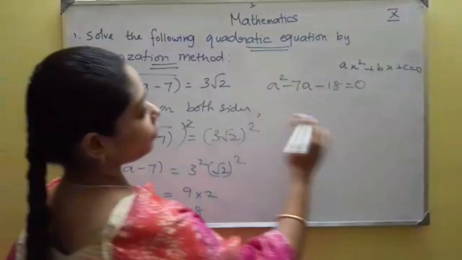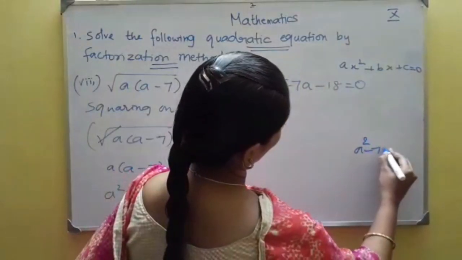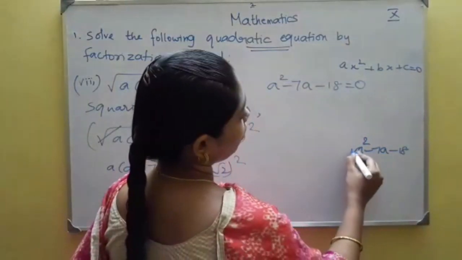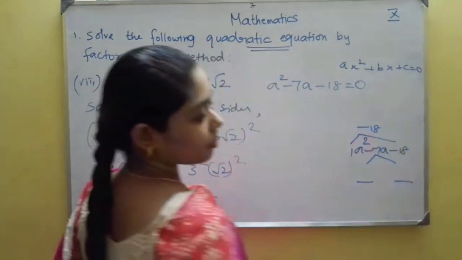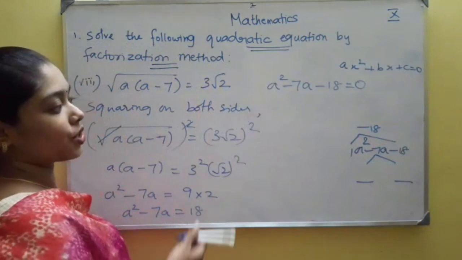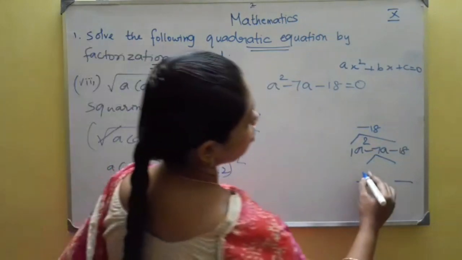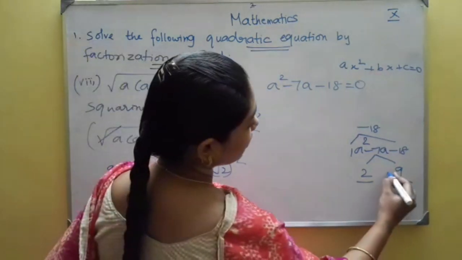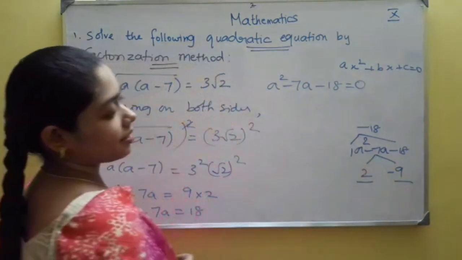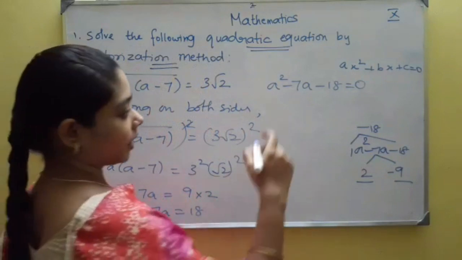So now I can factorize this. a square minus 7a minus 18. What is the a square coefficient here? It is 1. 1 into minus 18 is minus 18. You want to find two numbers whose addition gives you minus 7 and multiplication is supposed to give you minus 18. So I can write 2 9s are 18. So you want to write a negative sign over here. 2 minus 9 gives you minus 7. If you multiply, you will automatically get minus 18.